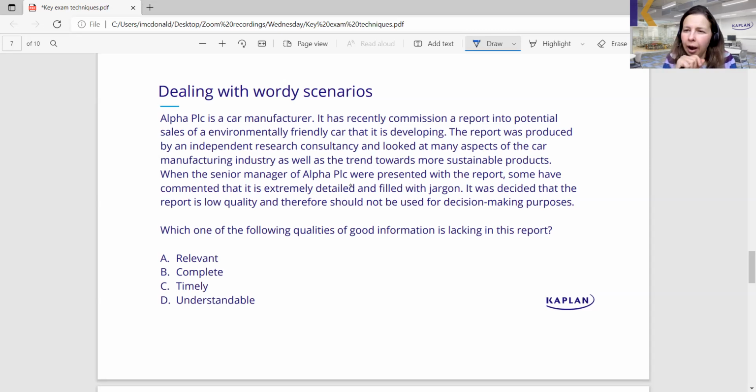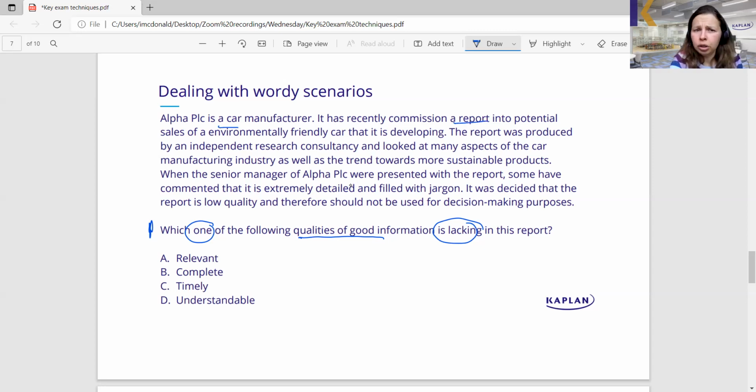And for that, I would advise you to quickly look at the requirements line. So this line of the requirements is asking us which one, we're only looking for one option, of the qualities of good information is lacking. And again, by lacking, we mean something is missing in that report. The information in this report is not of a good quality. Let's find out why. So we're told a long story about a car manufacturer.